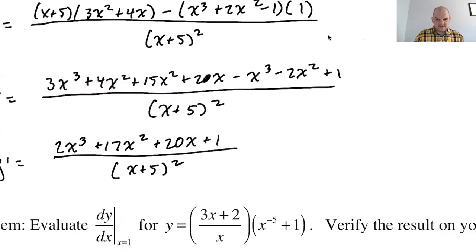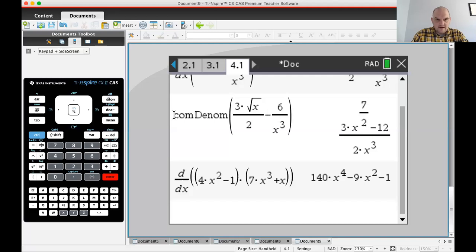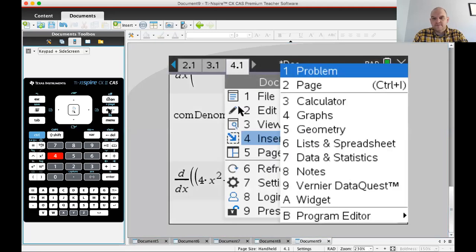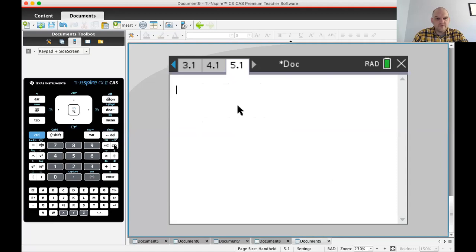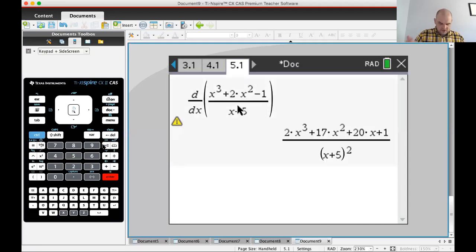All right, so should we check this on the calculator? Probably. Because if you do any problem, you should always check it on the calculator if that's available to you. So let's see. New problem. All right, we want the derivative with respect to x of x cubed plus 2x squared minus 1 over x plus 5. All right, 2x cubed plus 17x squared plus 20x plus 1 over the quantity x plus 5 squared.